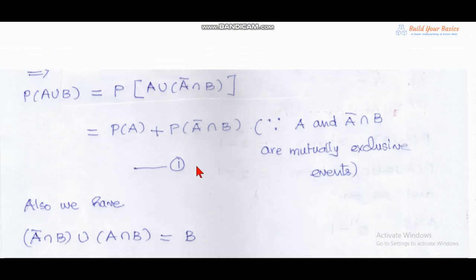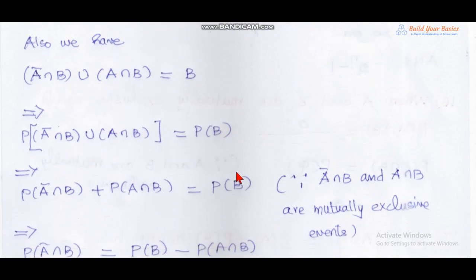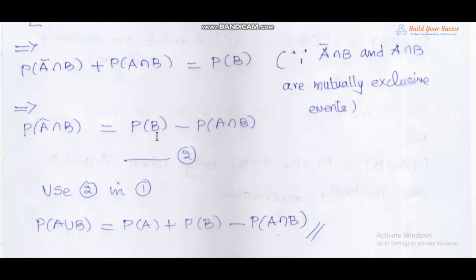In equation 1, probability of A bar intersection B can be replaced by probability of B minus probability of A intersection B. So using 2 in 1, probability of A union B equal to probability of A plus probability of B minus probability of A intersection B. That is exactly the addition theorem on probability.